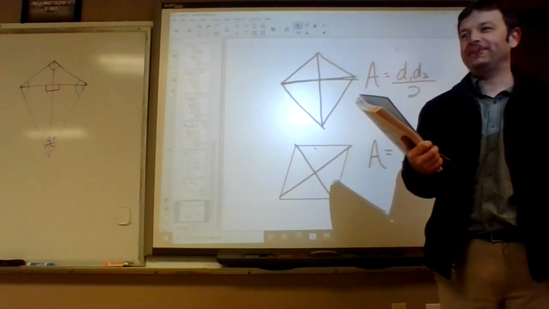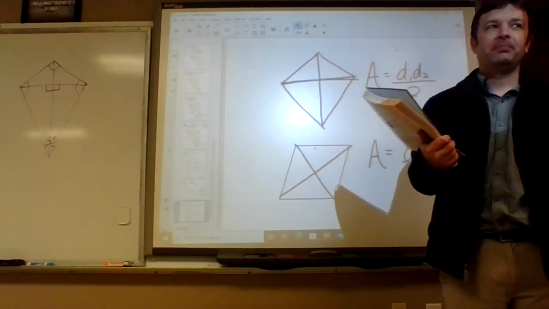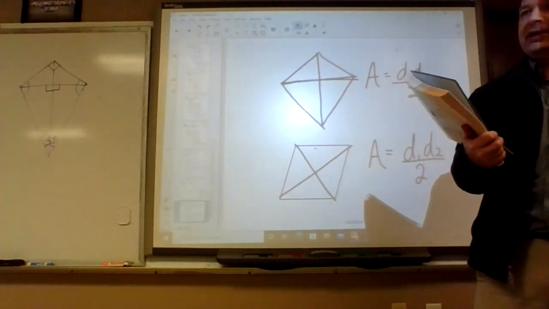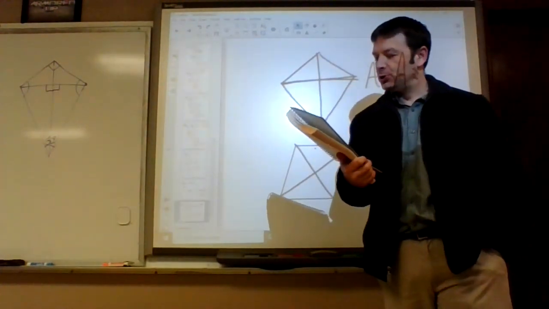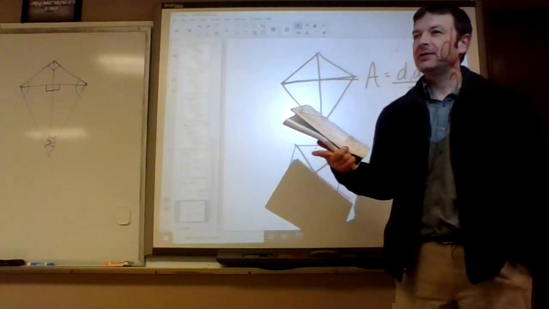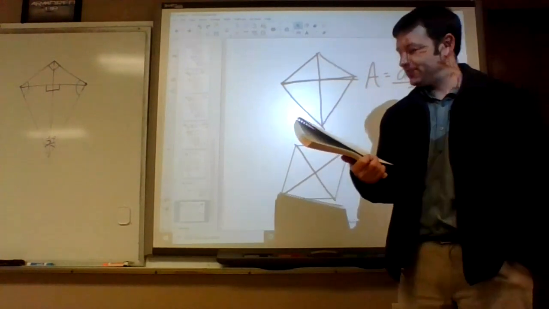Parallelogram. That would be base times height, which is correct. Rectangles and parallelograms have the same formula. Triangle: base times height divided by two.